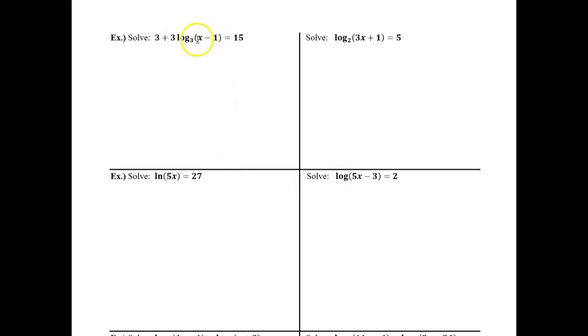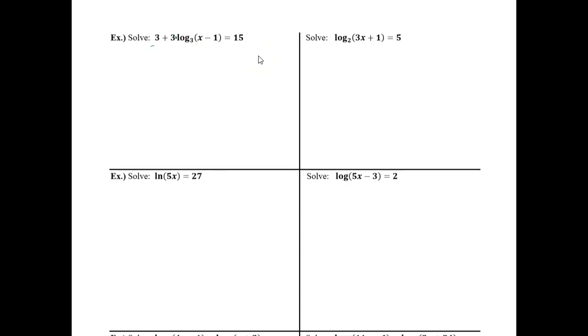So here on the right hand side, I have 3 plus 3 times log base 3 of x minus 1 equals 15. So to get this x out of this log, we're going to have to do the inverse. The inverse of a log is an exponential. But before I can do that, I must isolate the log. Do not add 3 plus 3. You can't do that because of this times.